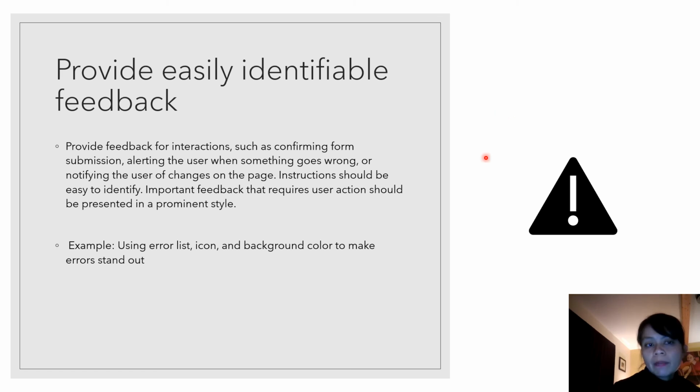Next point, make sure that you provide easily identifiable feedback. So provide feedback for interactions, such as confirming form submission. When somebody has submitted a form, let them know that it's been submitted. Alert the user when something goes wrong. Okay, so if they made an error, let them know that they've made an error. Or notify the user of changes on the page.